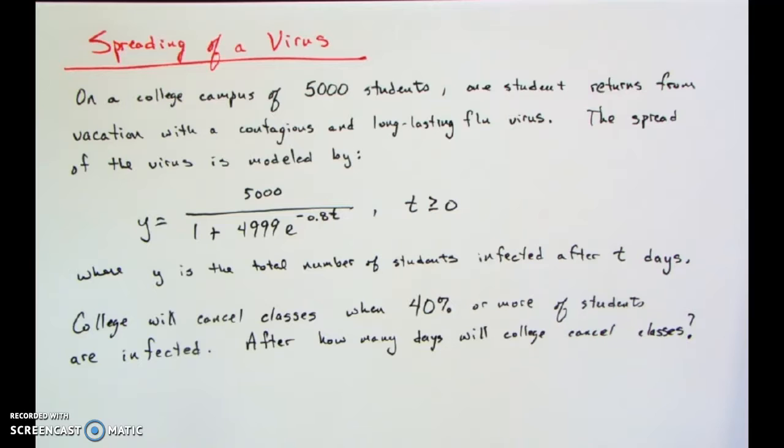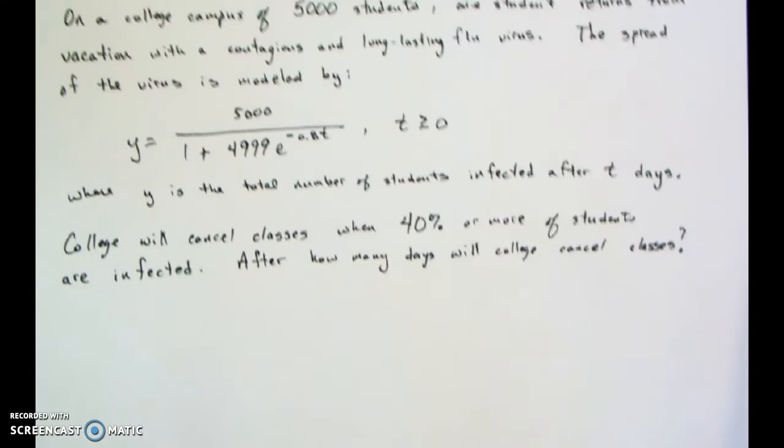This last example, we're looking at the spreading of a virus on a college campus. There are 5,000 students, and one returns back from vacation with a contagious and long-lasting flu. The spread of the virus is modeled by the given equation where y is our total number of students infected after t days. The college will cancel classes when 40% or more of the students are infected. So the question is, how many days until the college cancels classes? So 40% of the 5,000 students would be 2,000.